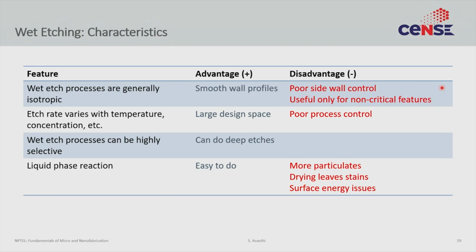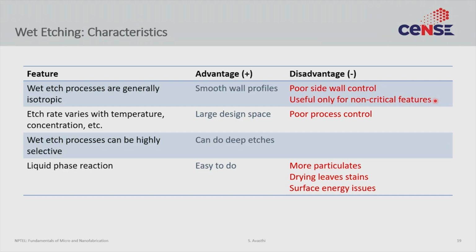The poor side control is also an issue, so it's not just criticality of the future. Sometimes you just want vertical walls. You are doing a microfluidic experiment and you don't want a sloping, hemispherical looking shape. You actually want a 90-degree cross section, and it's very hard to get that with wet etch.